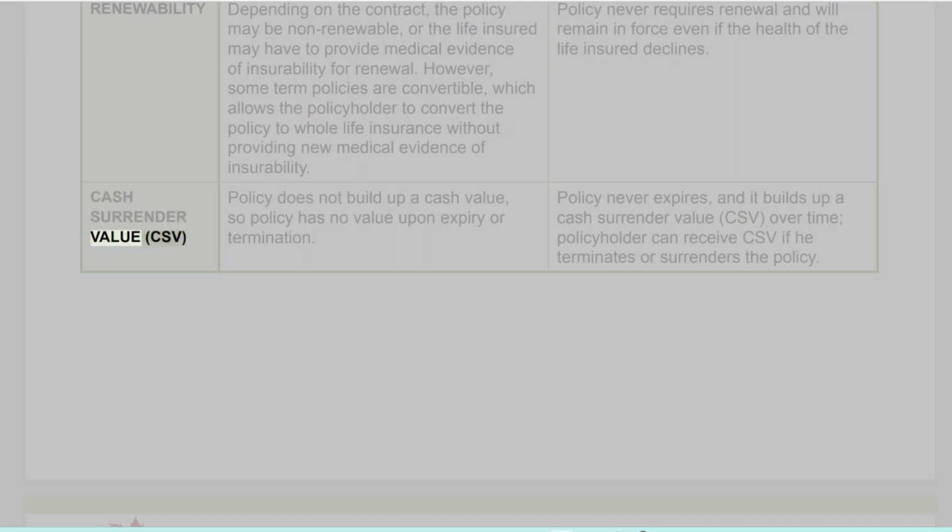Cash surrender value, CSV. Term: policy does not build up a cash value, so the policy has no value upon expiry or termination. Whole life: policy never expires, and it builds up a cash surrender value, CSV, over time. The policyholder can receive the CSV if he terminates or surrenders the policy.